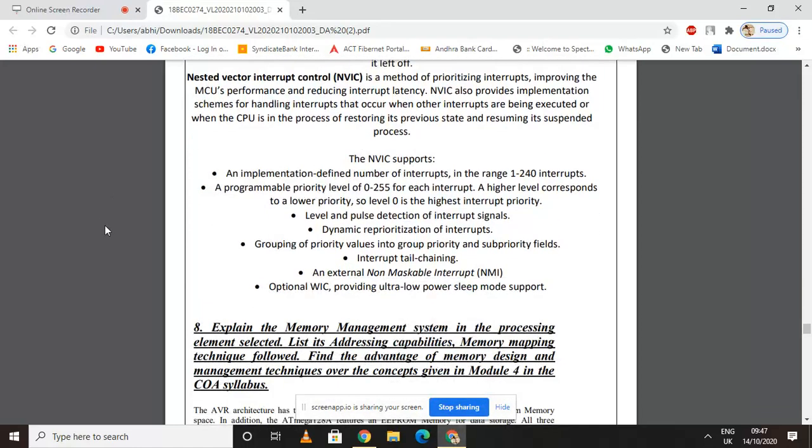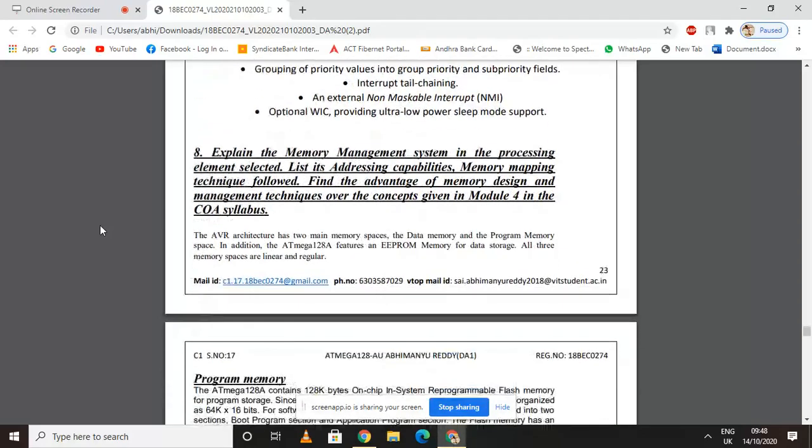So NVIC supports an implementation-defined number of interrupts in the range of 1 to 240, a programmable priority of 0 to 255 for each interrupt, level and pulse detection of interrupt signals, dynamic reprioritization of interrupts, grouping of priority values into group priority and sub-priority fields, an external non-maskable interrupt NMI, and an optional WIC, providing ultra-low power sleep mode support.